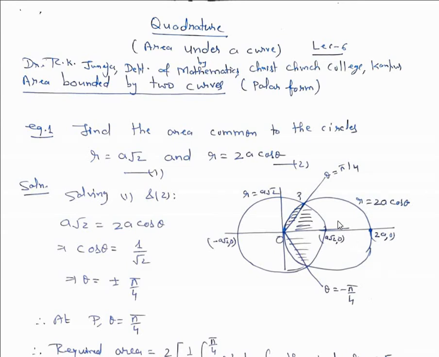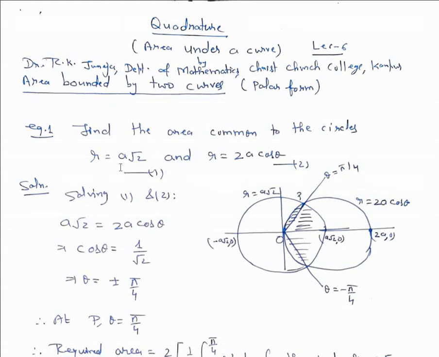Dear students, today we shall discuss how to find an area bounded by two curves when the curves are given in polar form. So let's take a few examples. The first example is: find the area common to the circles r is equal to a root 2 and r is equal to 2a cos theta.